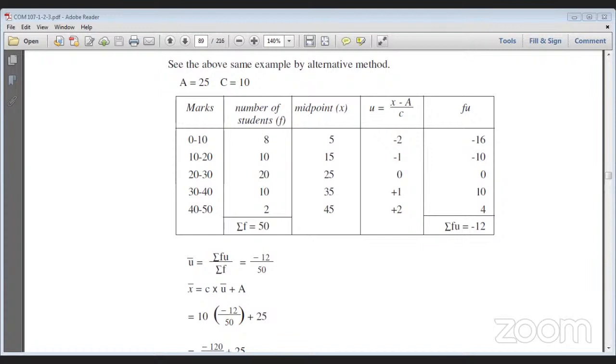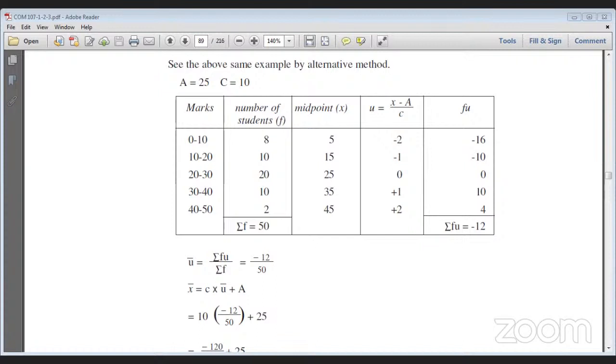Highest frequency, so mode is the 11th year. Then on page number 19, another example is given here: 50 to 55, 10; 55 to 60, 15; 60 to 65, 25; 65 to 70, 20; 70 to 75, 12; and 75 to 80. Now here Z is denoted as mode.